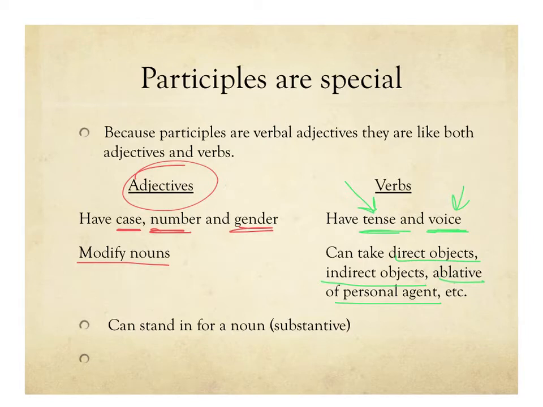And just like any other adjective, it can stand in for a noun, right? So just as we have seen other adjectives, especially in Latin, if I said someone was bonus, you would know that means the good man. In the same way, we can use verbal adjectives, participles, as a noun. And we'll look at that more in just a minute.